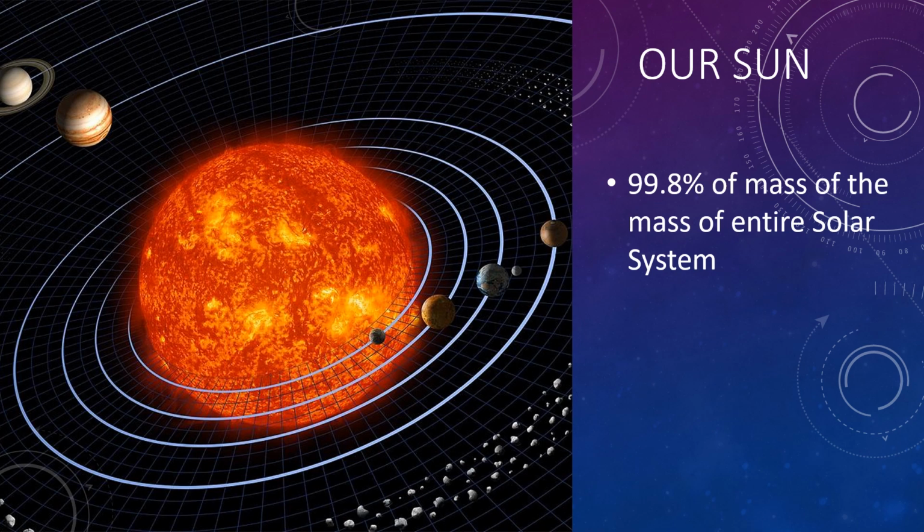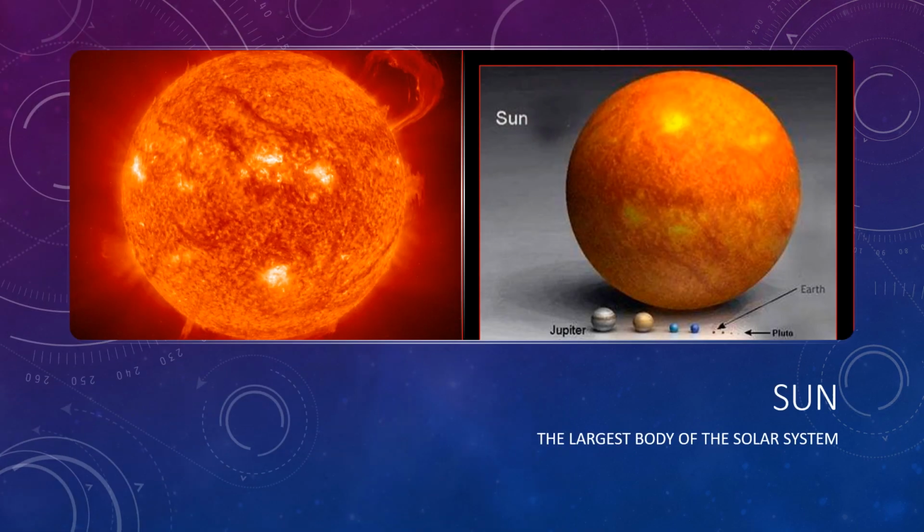Our sun takes up 99.8% of the mass of the entire solar system. So, we arrive at the point of saying that the sun is the largest body of the solar system. Here on the right, we can make out that the sun is so big that millions of giant planets like Jupiter can fit inside it.